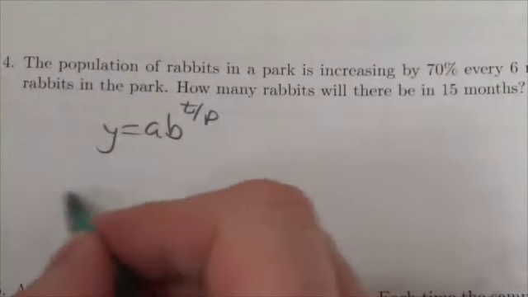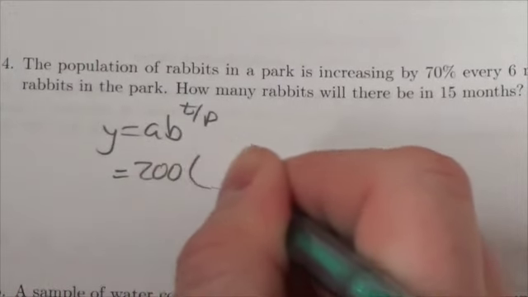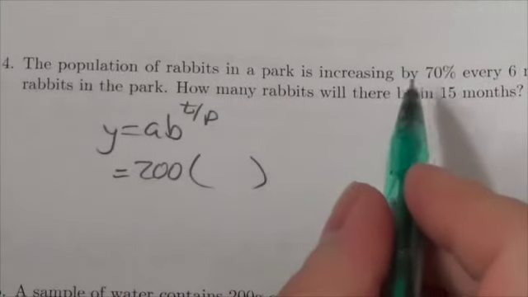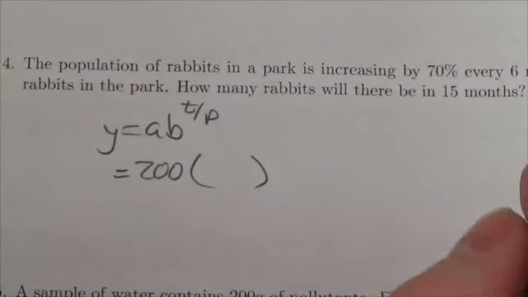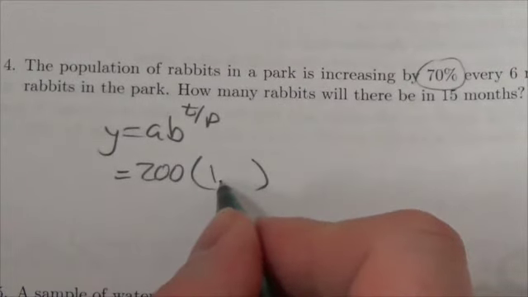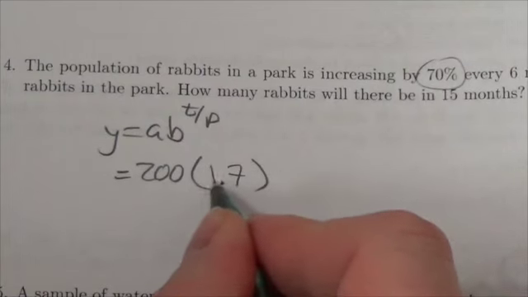We're actually looking for the final number of rabbits here, so we're looking for y. We know that we're starting with 200. The growth factor here, it's increasing by 70% every 6 months. So we have 100% of the original population plus an additional 70%.